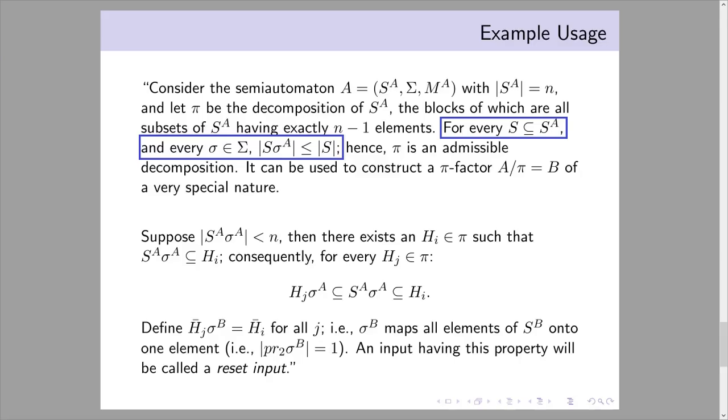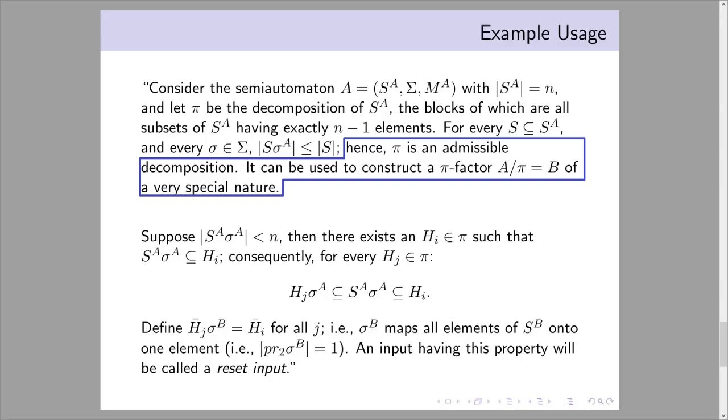For every S subset of S_A and every sigma in Sigma, the size of S sigma_A is less than or equal to the size of S. Sigma_A is just the function corresponding to reading the character sigma in the automaton A. So this is just saying that the image of that function on any set S will be smaller than S, right? If we have two states, they could wind up getting mapped to the same thing, and that would make the image smaller. But everything's deterministic, so we can't make the image of a set larger than the original set. Hence, pi is an admissible decomposition.